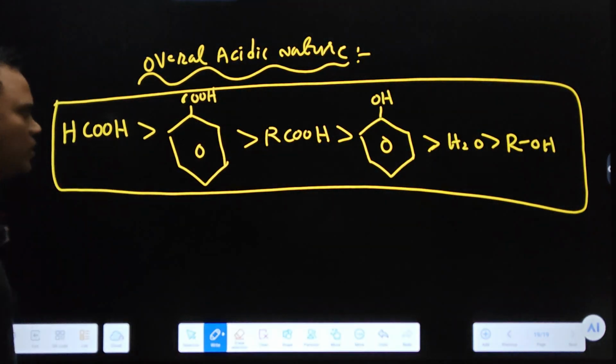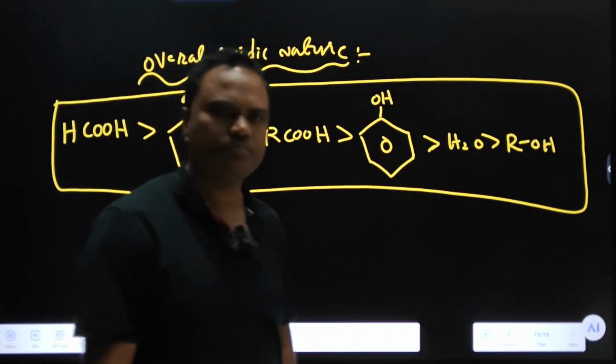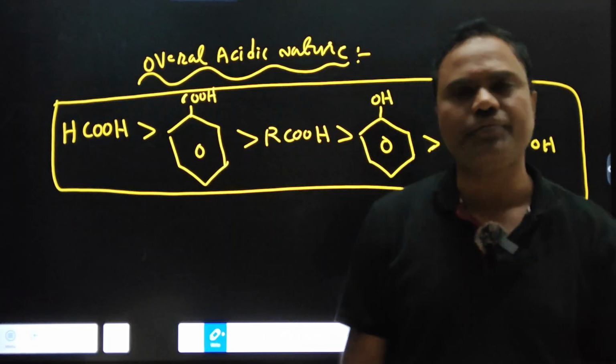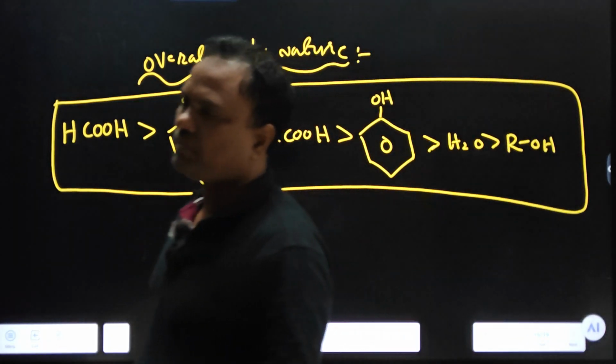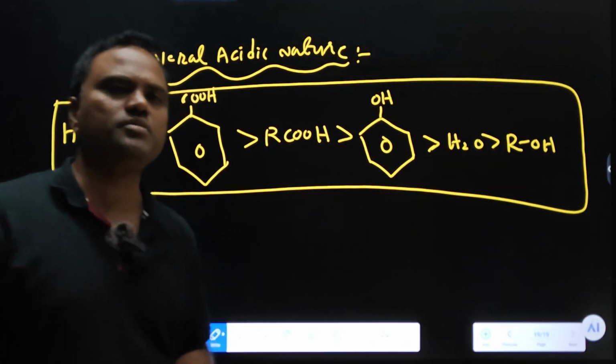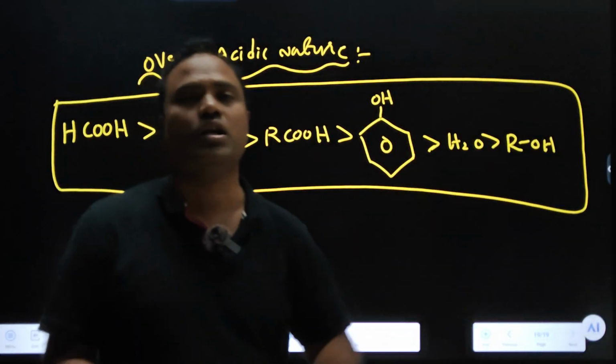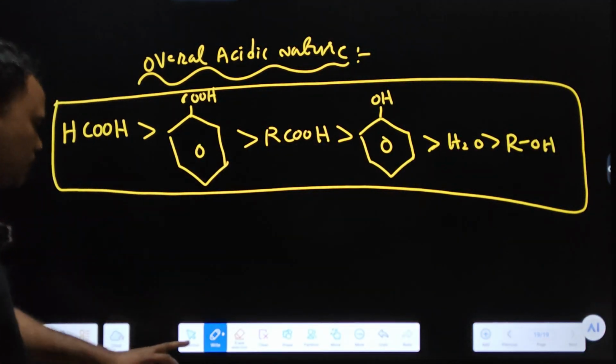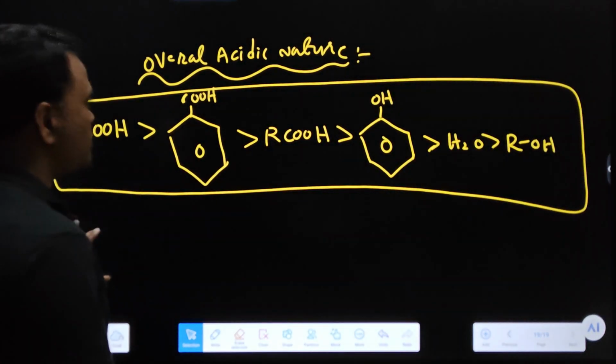Very important. Formic acid is more acidic than benzoic acid. Benzoic acid is more acidic than aliphatic carboxylic acid. Aliphatic carboxylic acids are more acidic than phenol. Phenol is more acidic than water. Water is more acidic than alcohol. Let us see one question on this overall acidic nature.